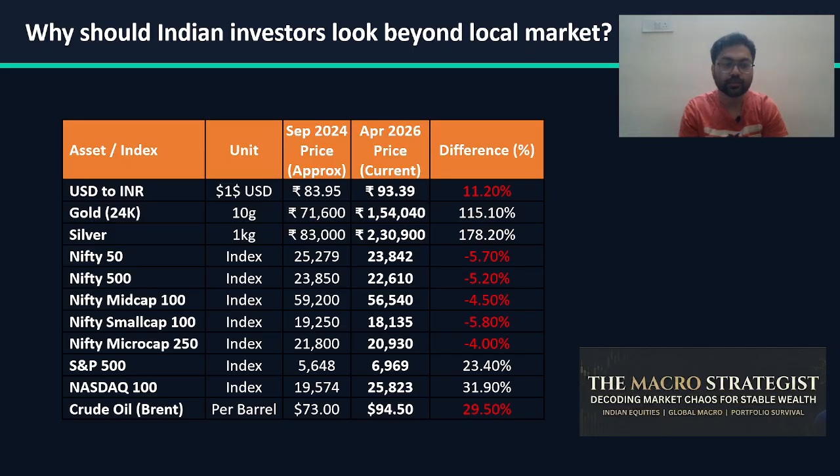Now, the question that comes is why should Indian investors look beyond the local market? The first and most important reason is the things in red. So Nifty 50, Nifty 500, Nifty Midcap 100, Small Cap, Micro Cap, all the major indices are down. And this is not one or two stocks. These are indices, a collection or basket of 50 to 500 stocks, and all are down. But on the contrary, the only two things in white are the S&P and the NASDAQ, along with gold and silver. So from here, you understand a blend of all these asset classes is the best way forward.